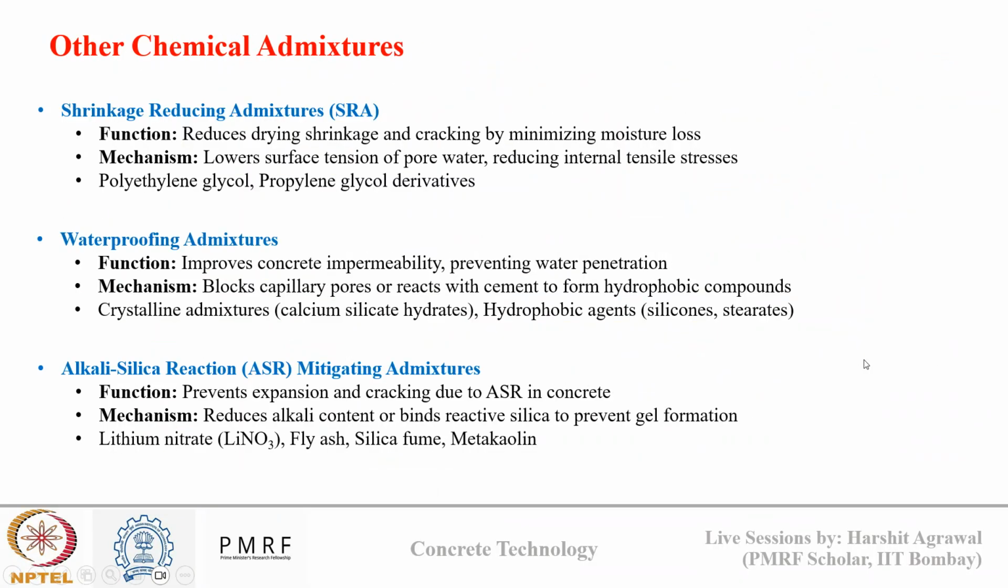Now we have other chemicals which are not that important but are also categorized as chemical admixtures. We have shrinkage reducing admixtures, which are used to reduce drying shrinkage and cracking. They lower the surface tension of pore water and reduce the internal tensile stress.